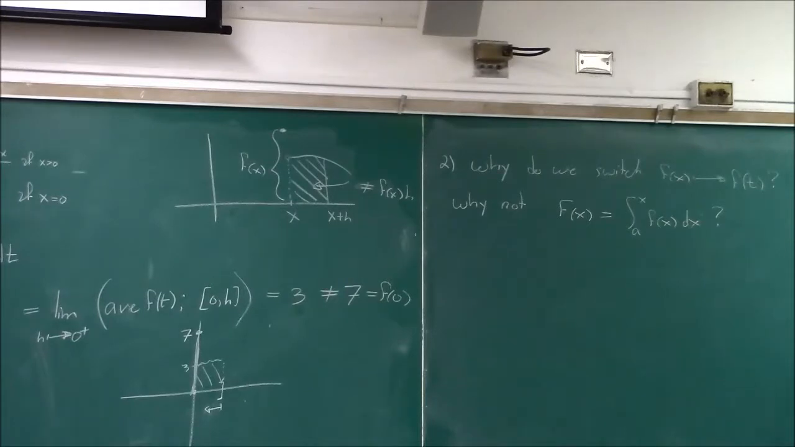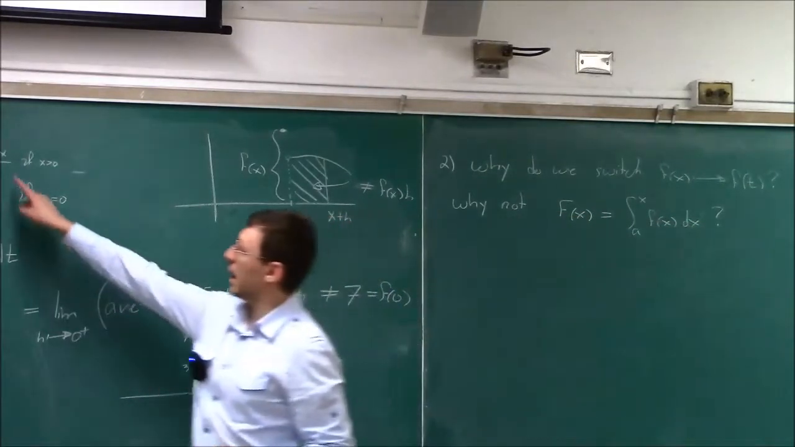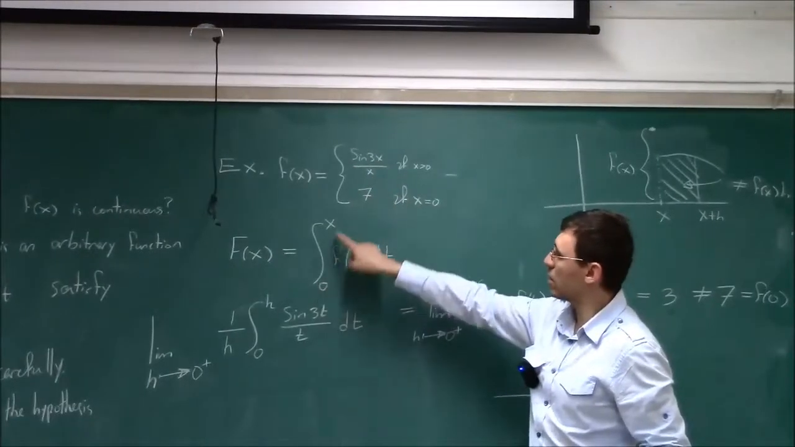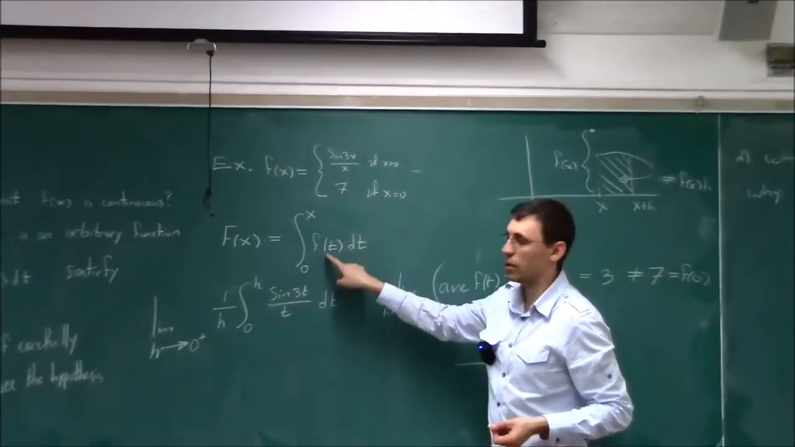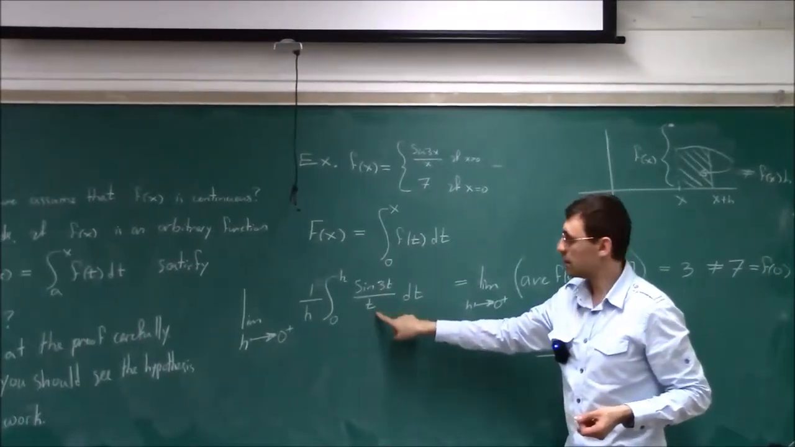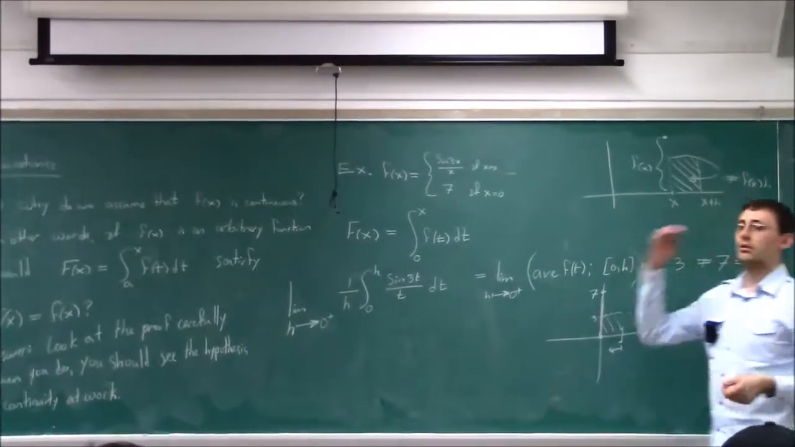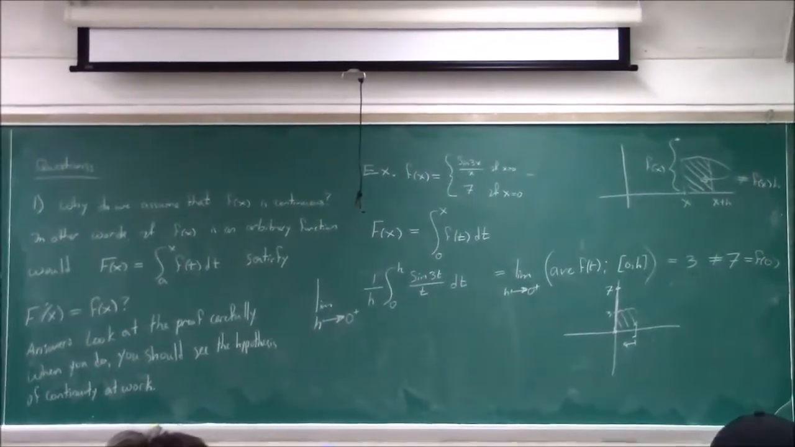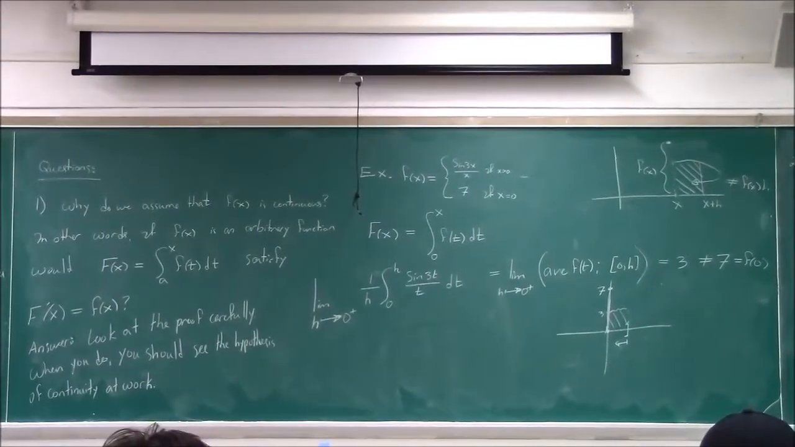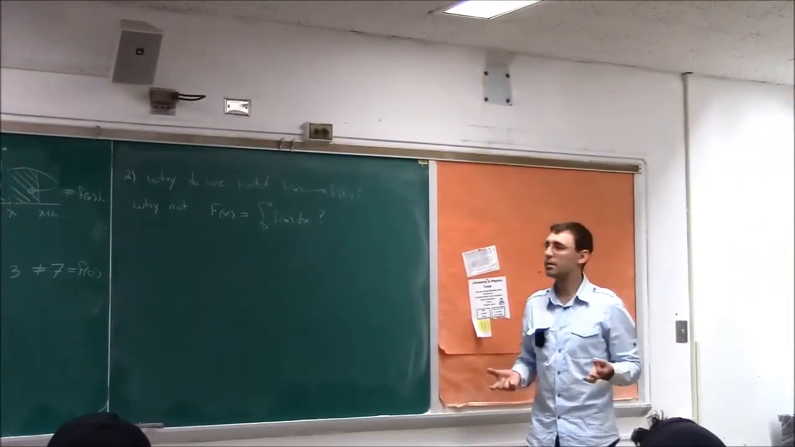Right? What did I do when I was finding the antiderivative? Look at it. I did not write integral from 0 to x sine of 3x over x. I wrote sine of 3t over t. Why did I do that? Why did I switch the independent variable from x to another letter? It could be any other letter, but it cannot be x. Why do I do it?